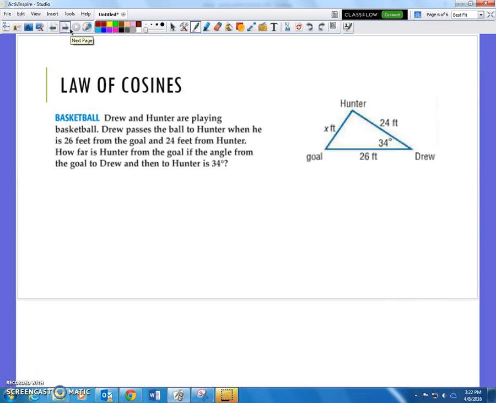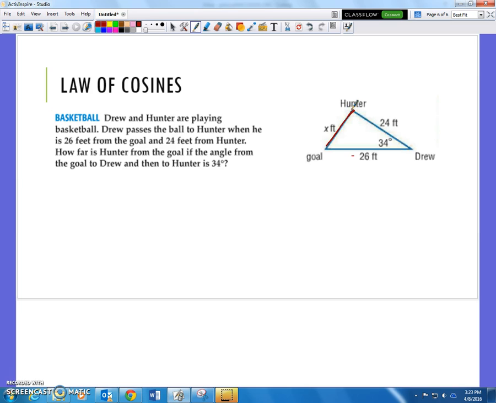Let's use one more example here. And this is just a word problem. It's already set up on the side here, but let's read through it. It says, Drew and Hunter are playing basketball. Drew passes the ball to Hunter when he is 26 feet away from the goal and 24 feet from Hunter. So Drew passes it to Hunter. He's 24 feet away and he's 26 feet away from the goal. How far is Hunter from the goal if the angle from the goal to Drew and then to Hunter is 34 degrees? Okay, so we need to know how far Hunter is from the goal.